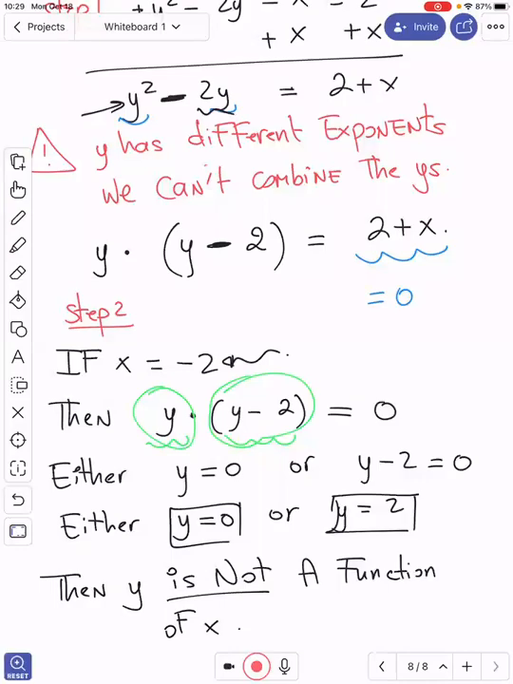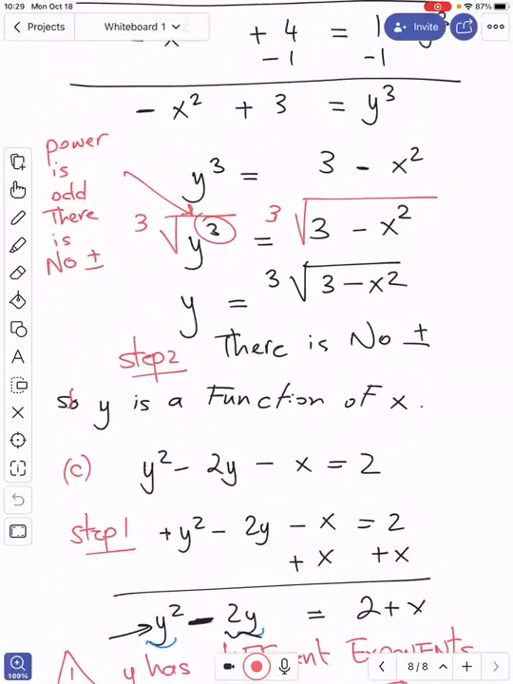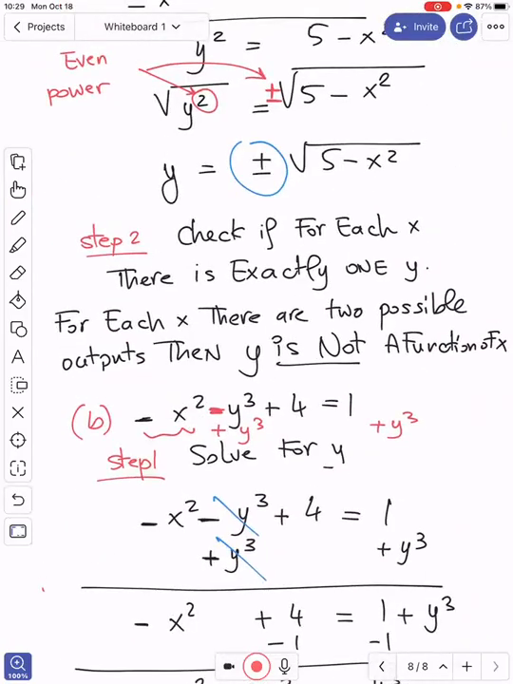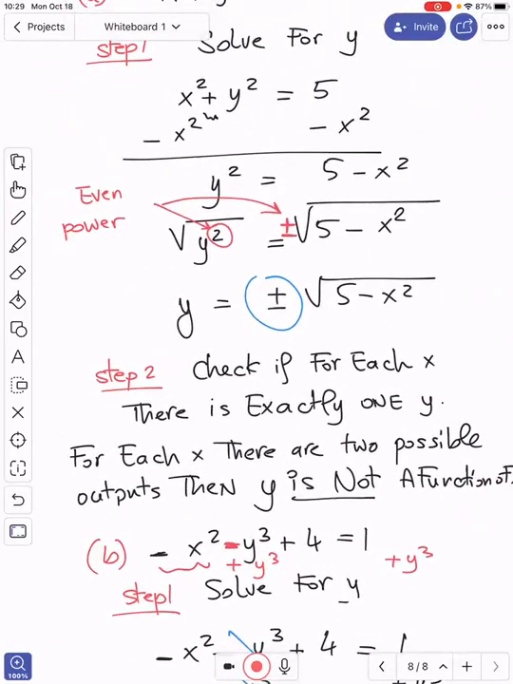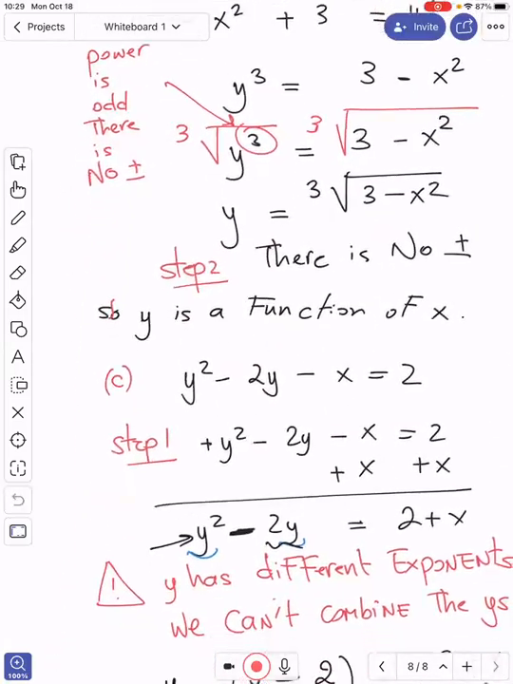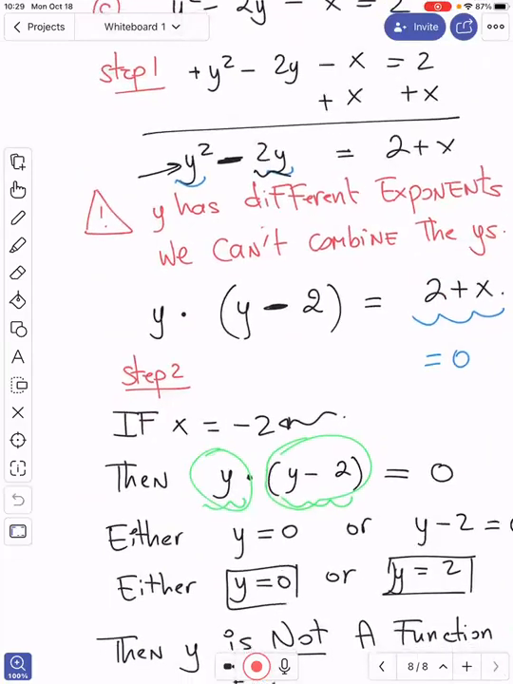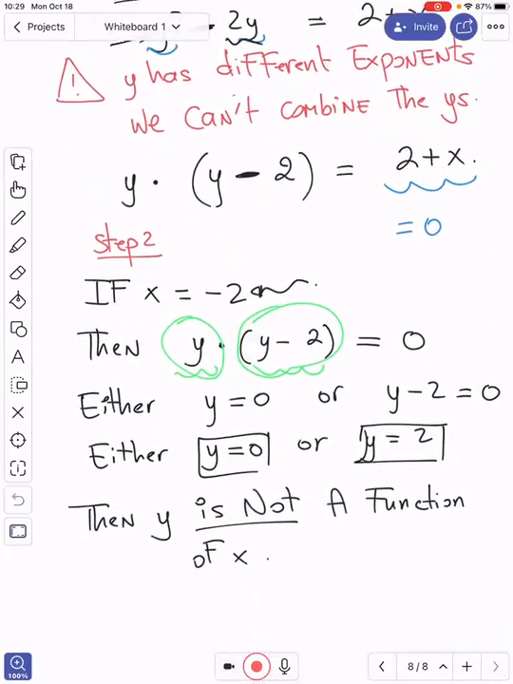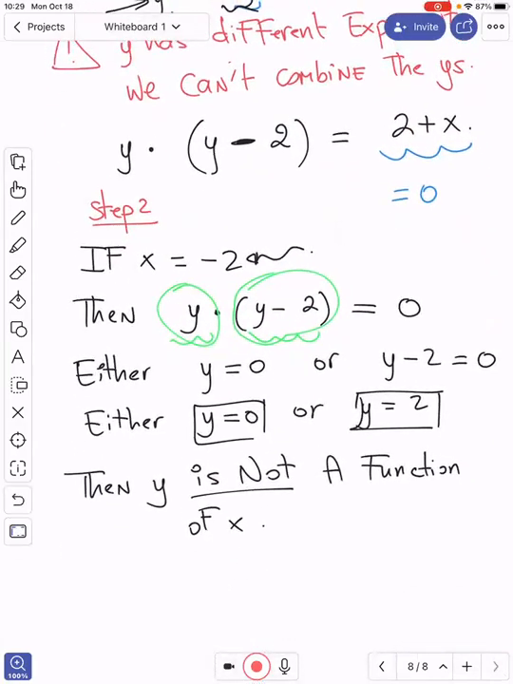And again, this is different from part a. In a, we had y squared, and because of the plus or minus it was kind of clear that y is not a function. But here, you don't really see the plus or minus, right? So we have to explain. You have to justify your answer. All right, any other question, guys?